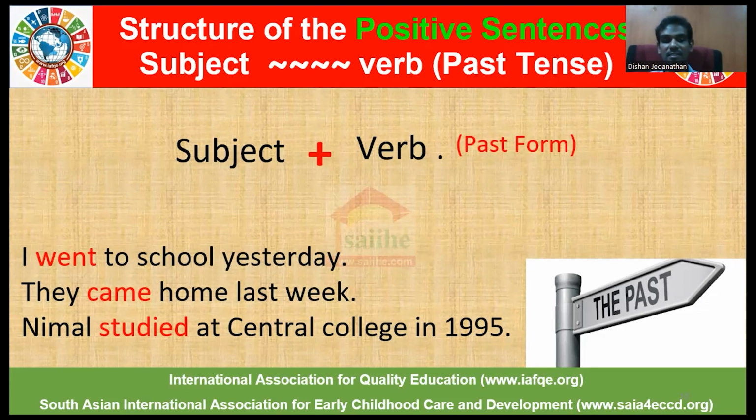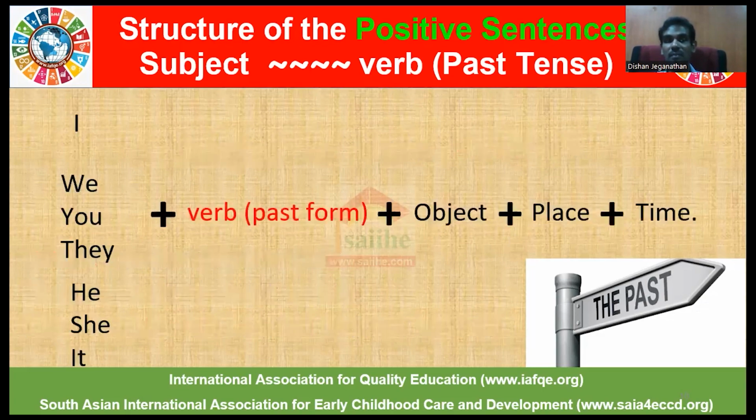Nimal studied at Central College in 1995. Nimal is the subject, the verb is study, and the past form of study is studied. Therefore, the sentence is Nimal studied at Central College in 1995. The structure of the positive sentences in past tense is given by, for all the subjects which are I, you, we, they, he, she, and it, we use the verb in the past form plus the object with place and time.